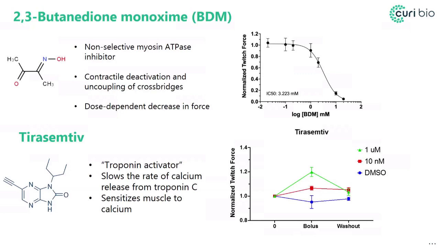Similarly, we can have activators. So this is a troponin activator, and we could do things like washing out. So in this case, we're able to give a bolus of the drug to the tissue and then wash it out and see fairly good recovery of the tissue after. So we can enable both acute and chronic experiments, as well as multiplex this with other assays to kind of find your favorite molecule of interest.